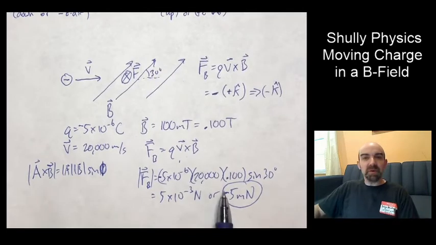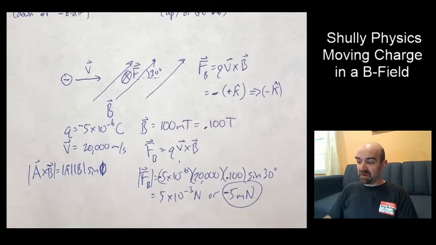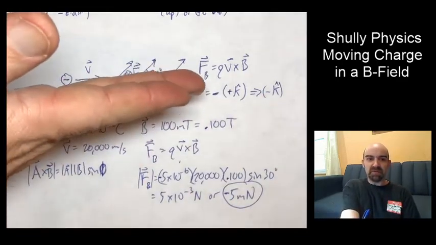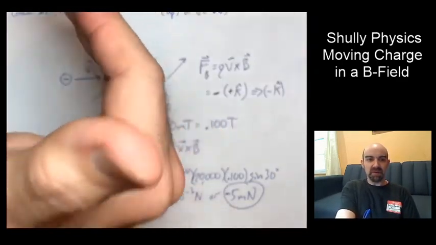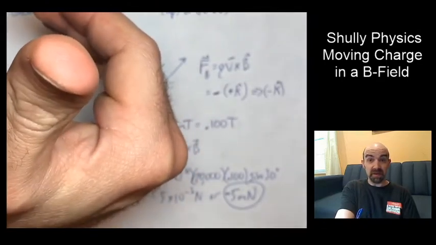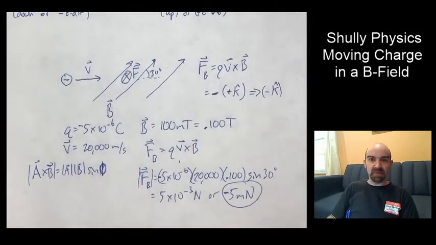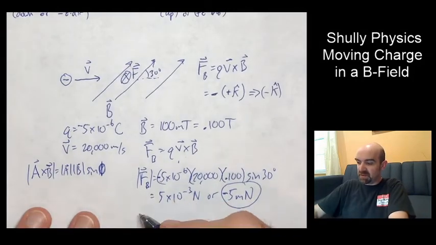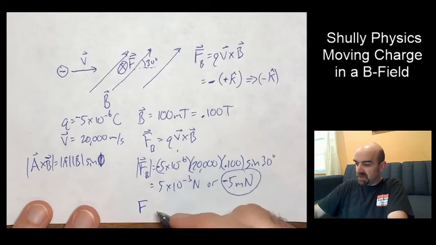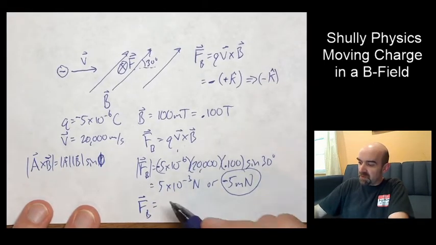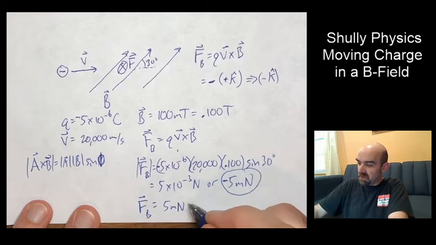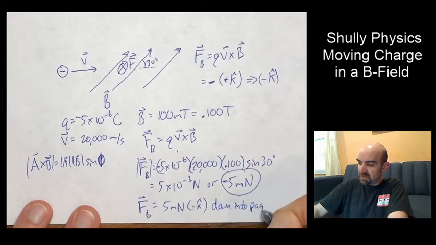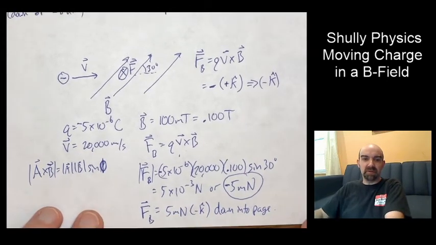Now this negative would be applied to the direction. Okay, we've got a negative with a force, so we have to keep that in mind. Let's apply that to the direction now. So if this were a positive charge, V cross B would be positive, going up out of the page. But applying the negative, we'd have down into the page. So the magnetic force here, as a vector, would be 5 millinewtons in the negative k direction, down into the page. That would be the best descriptor for that answer there.